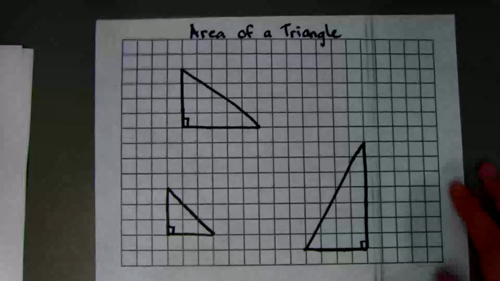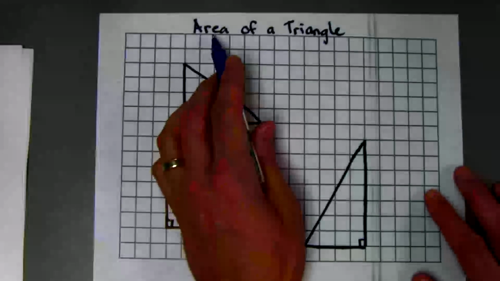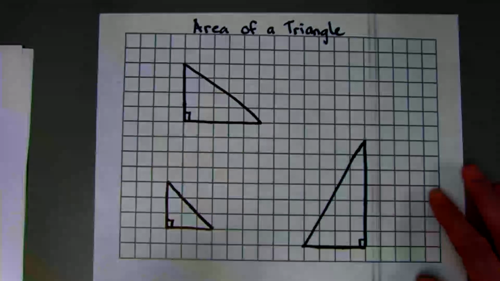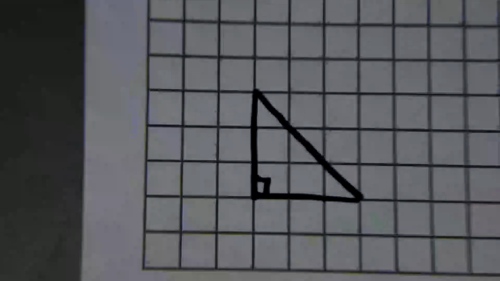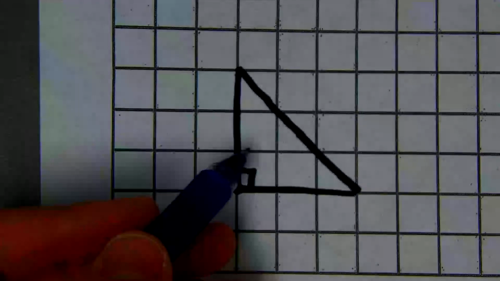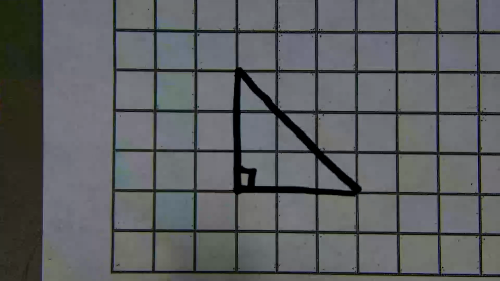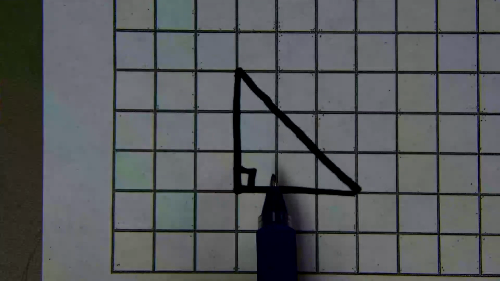Hey Brant class, today we are going to look at how to find the area of a triangle. So area, of course, is the space inside a triangle. So let's start with this one here. How much space would be inside this triangle? You know that we measure area in squares.